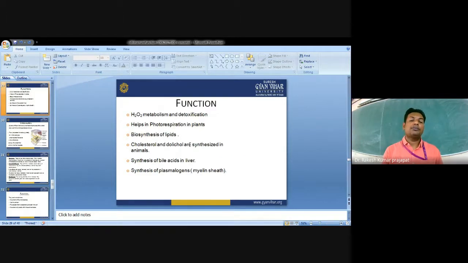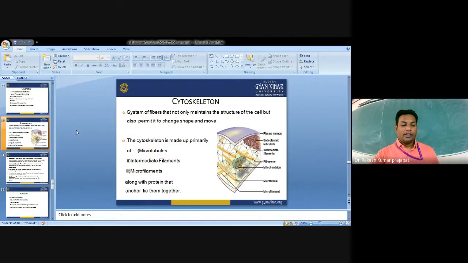Functions of the peroxisome are hydrogen peroxide metabolism and detoxification, and helping photorespiration in the plant. Biosynthesis of lipid: cholesterol and dolichols are synthesized in animals. Synthesis of bile acid in the liver. And synthesis of plasmalogens, myelin synthesis.